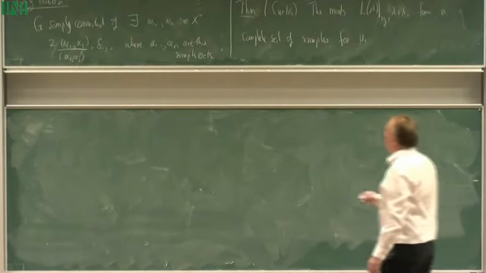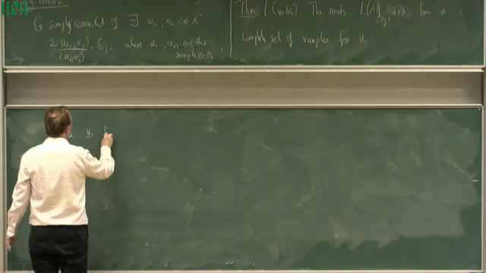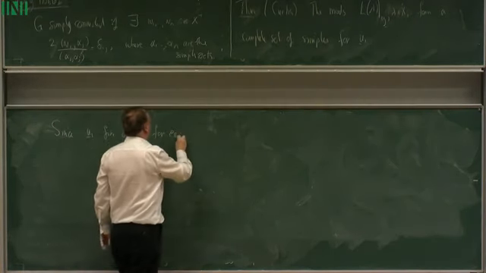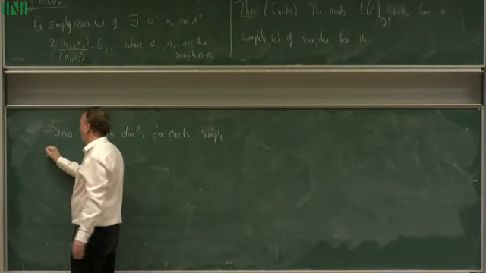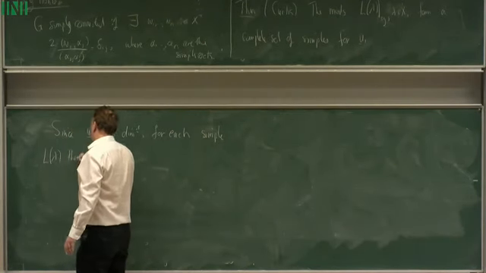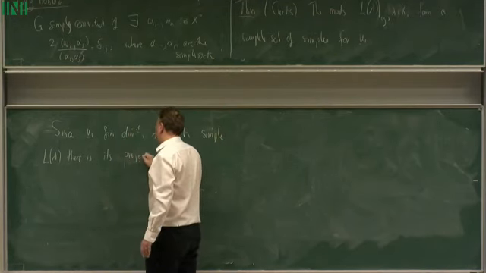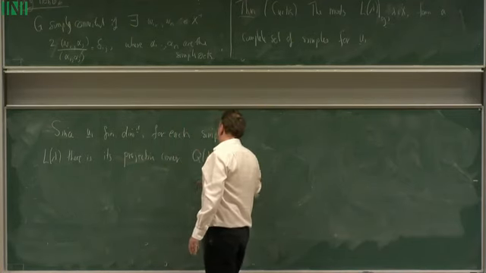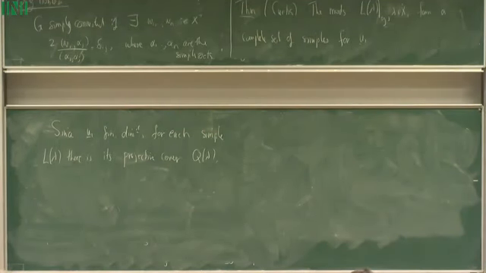So since U1 is finite dimensional, for each simple L lambda, there is its minimal projective cover. Let's call that Q lambda. So that is a projective module whose unique simple quotient is L lambda.